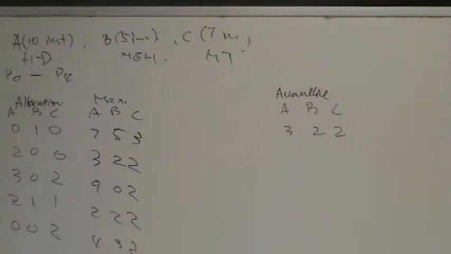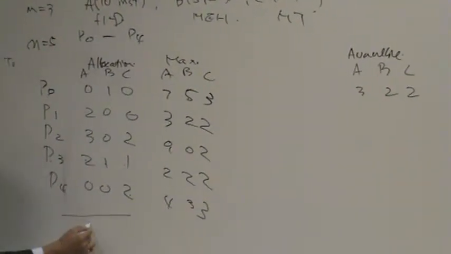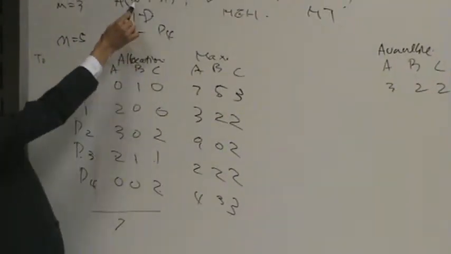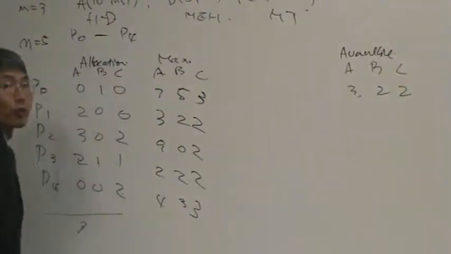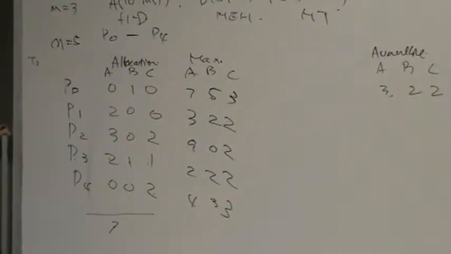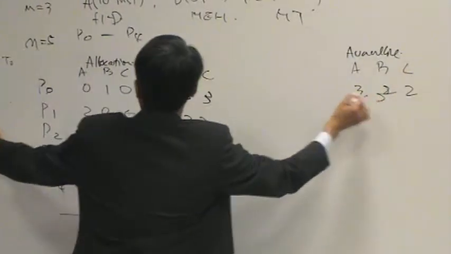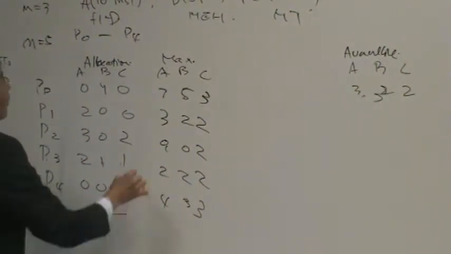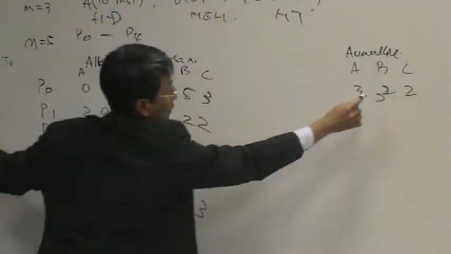How can you compute Available? You can add up all of the allocations. For A it's 7, and you have a total of 10, so 10 minus 7 is 3. For B, 2 of them are held, and you have 5, so 5 minus 2 is 3.